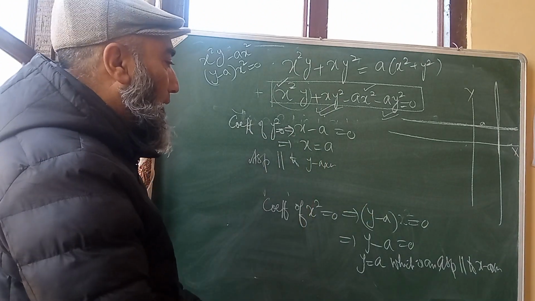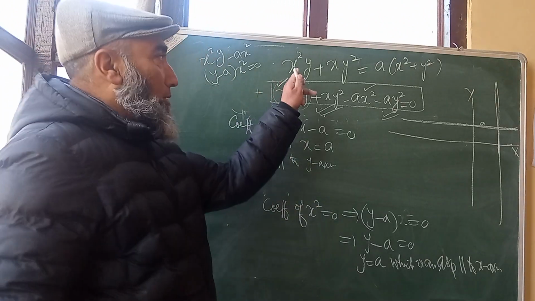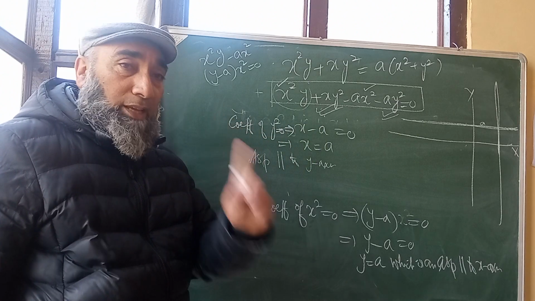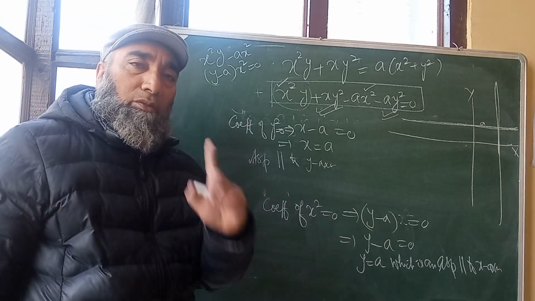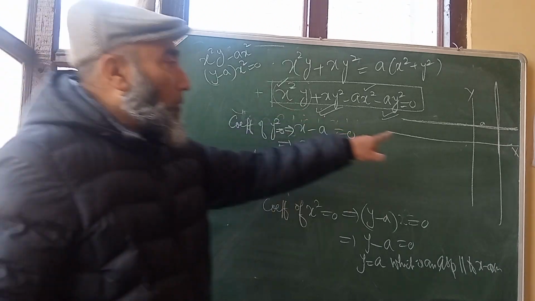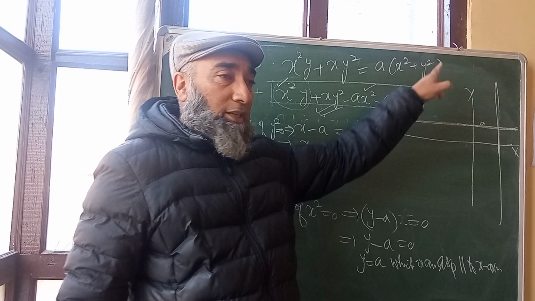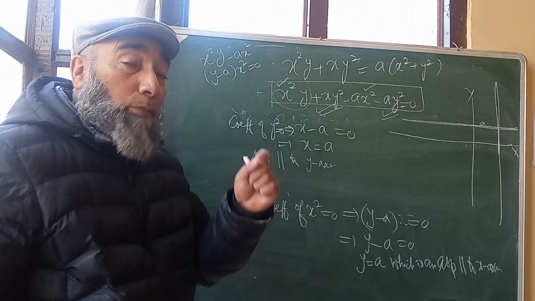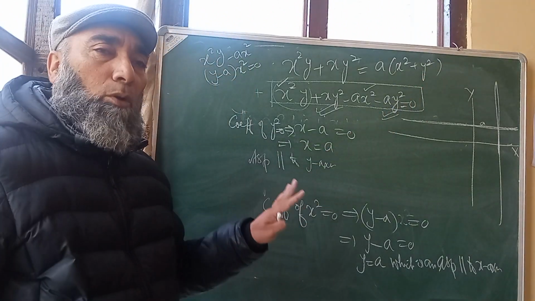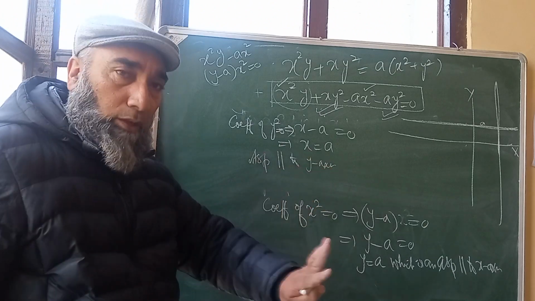Now let me take up the next question. See, this is a cubic. I have said that an nth degree equation may have n asymptotes. You have one asymptote parallel to x-axis, one asymptote parallel to y-axis. There may be a third asymptote also, which may be oblique. I have not said anything about oblique till now, so I will not be discussing that. I will be discussing only parallel asymptotes right now.